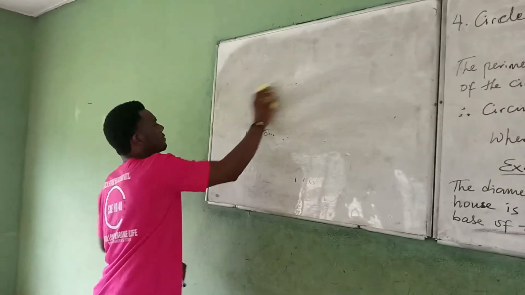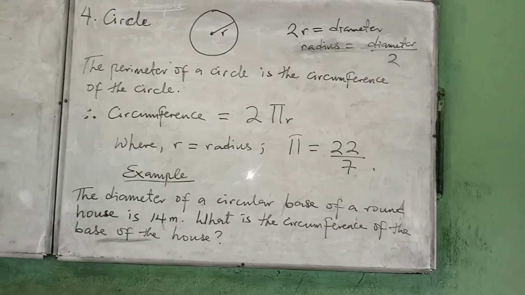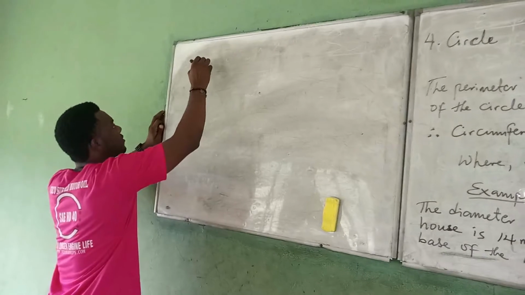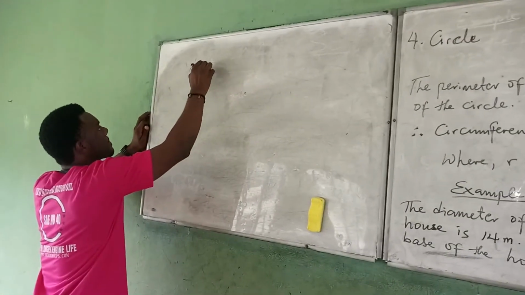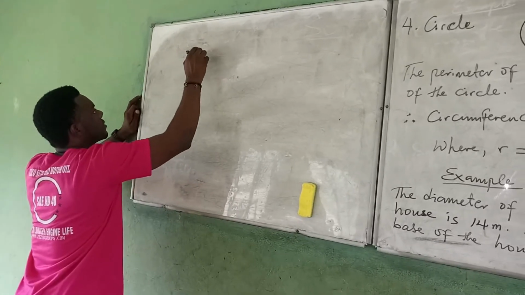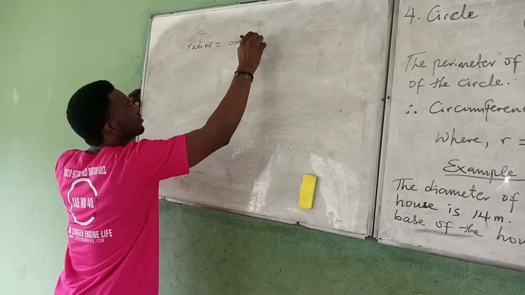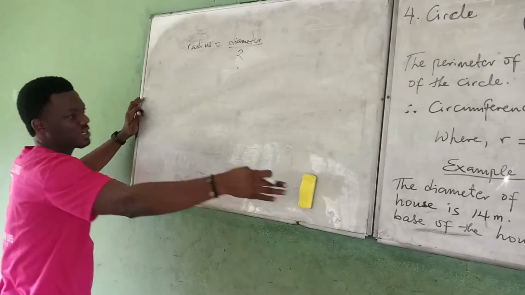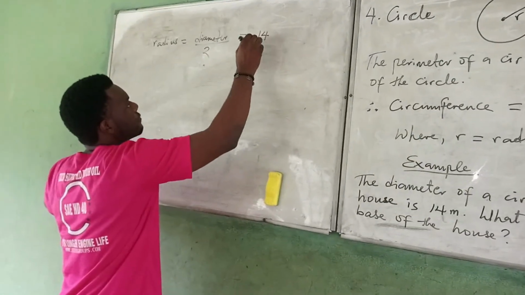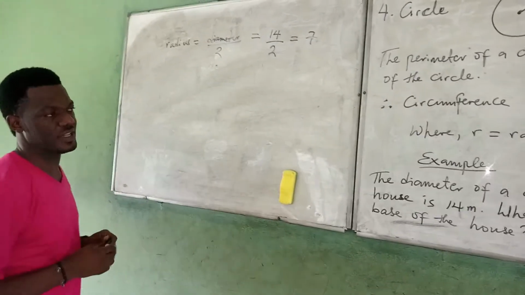So now, the question said that the diameter of the circular base is given to be 14 meters. The radius is equal to the diameter divided by 2. From the equation here, the diameter is 14. So 14 divided by 2 will give you 7. So our 7 is the radius.